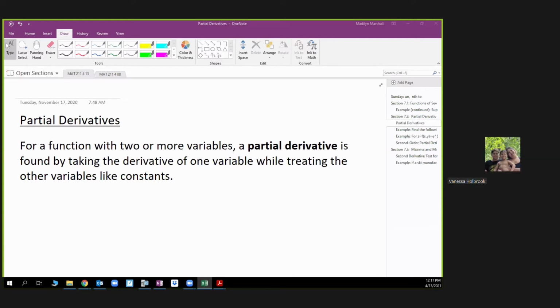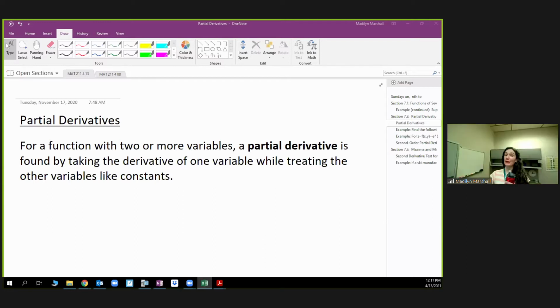Does the partial derivative always come from the cost function? No, it can come from any function. Okay.